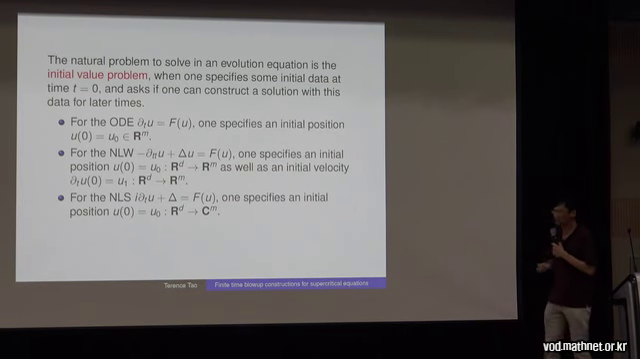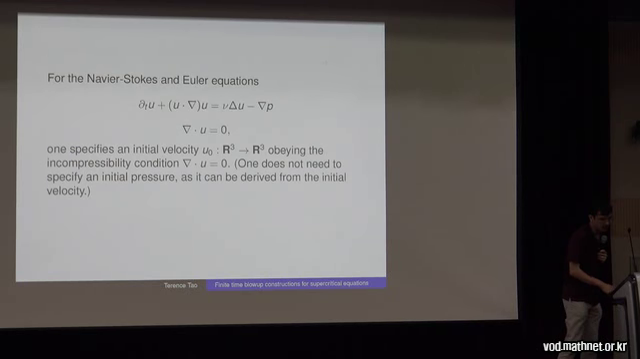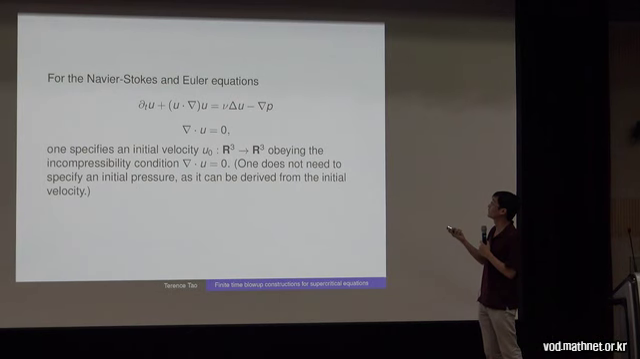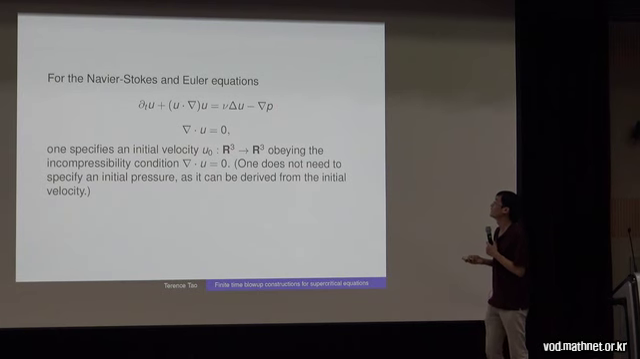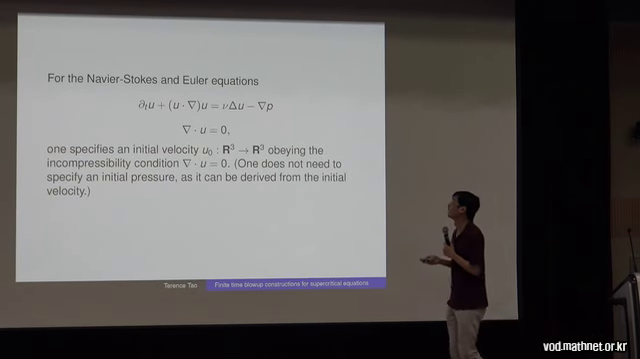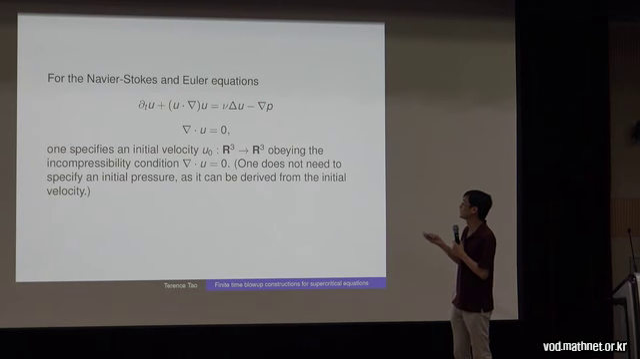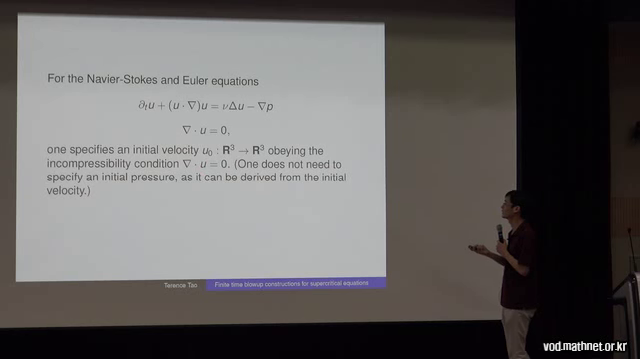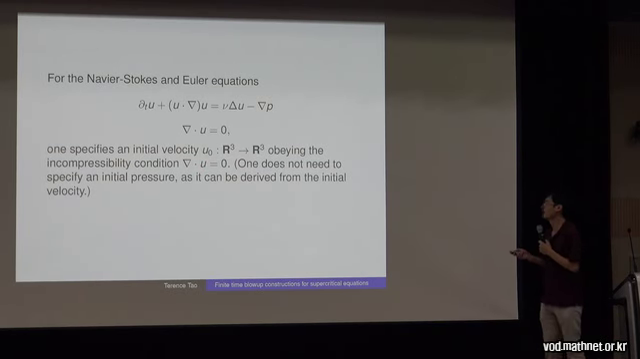So what data means is a bit different from equation to equation. For the fluid equations, Navier-Stokes and Euler, what you specify is the initial velocity only. There are two unknowns, velocity and pressure, but once you are given the velocity, you can actually solve for pressure. If you take the divergence of this equation, you can solve for the pressure in terms of velocity. So you don't need to specify initial pressure. You just need to specify initial velocity, but it has to be incompressible, that is, divergence free, so there's a compatibility condition that you specify. But other than that, there's really no constraint.